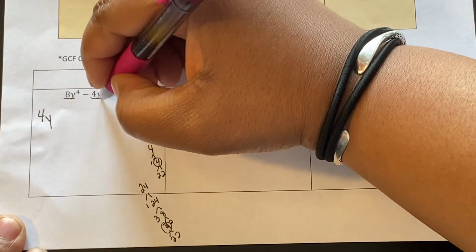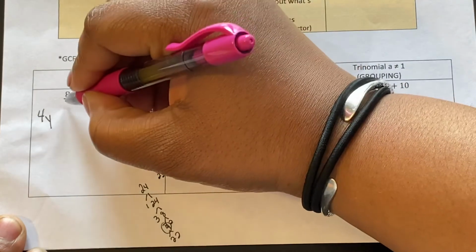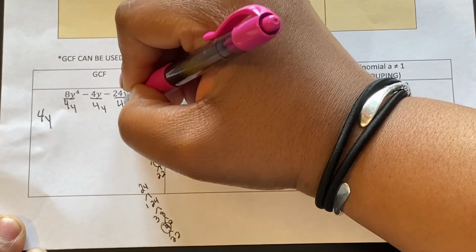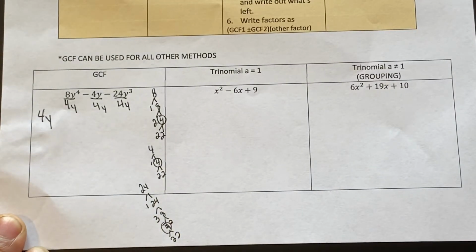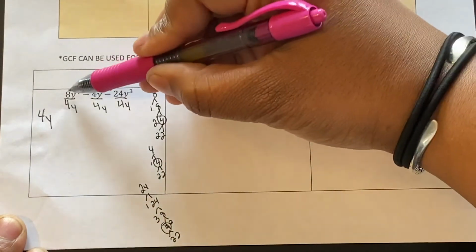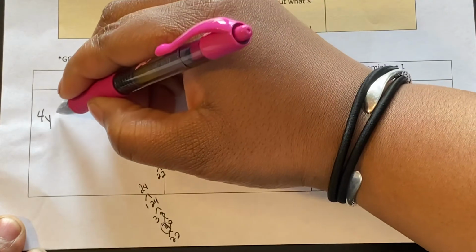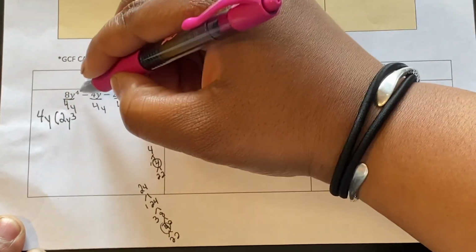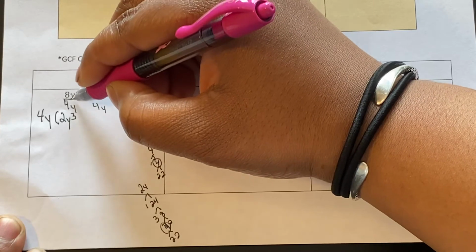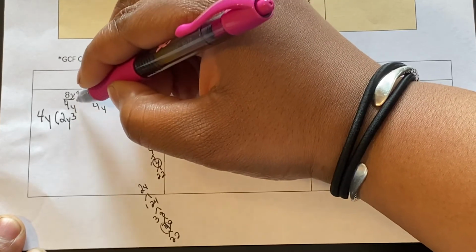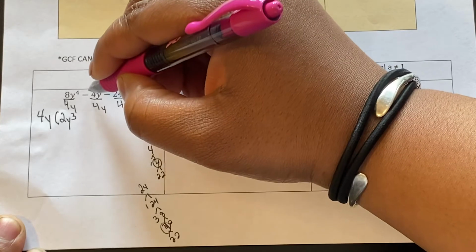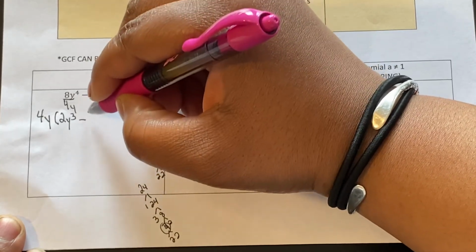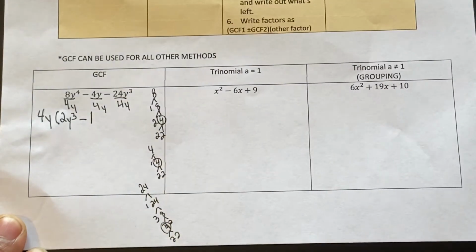Divide everything inside what's left by 4y, by the GCF. And this is going to give me 8y to the fourth divided by 4y, which is going to give me 2y to the third. Because remember, y to the fourth divided by y to the first is like saying 4 minus 1, which is 3. Now I have negative 4y divided by 4y, which is going to give me negative 1.